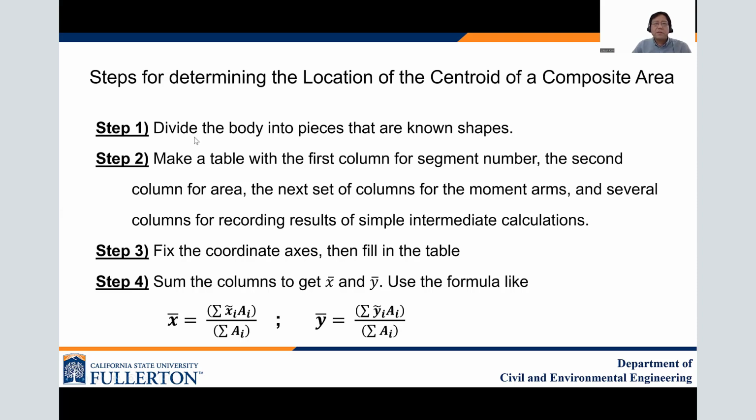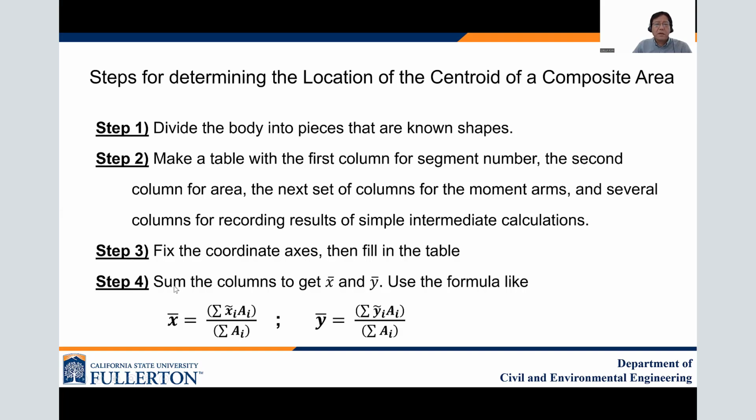So this slide provides a step-by-step procedure to determine the location of the centroid of a composite area. Step 1 is to divide the body into pieces that are known shapes. Step 2 is to make a table with the first column for segment number, the second column for area, the next set of columns for the moment arms, and several columns for recording results of simple intermediate calculations. But once again, I will give this using the example. Step 3 is to fix the coordinate axis, then fill in the table.